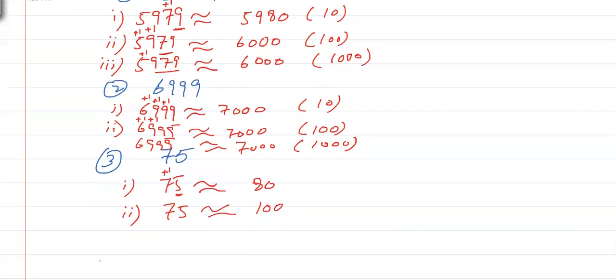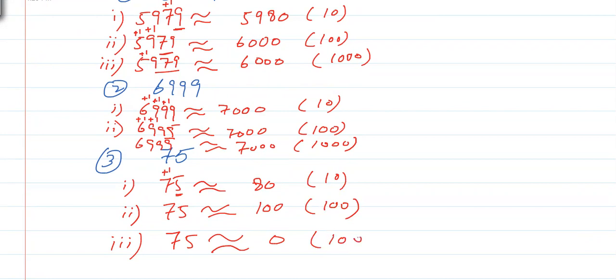But what about 1000? A 2 digit number, when we round to the nearest 1000, it will be 0. This is to the nearest 10, this is to the nearest 100, and this is to the nearest 1000. Because a 2 digit number, when we try to round to the nearest 1000, it will be 0 because 0 is also a multiple of 1000. That's why we will write it 0. Okay, that was the key point of this one that you need to understand. Hopefully now you understand. Clear?